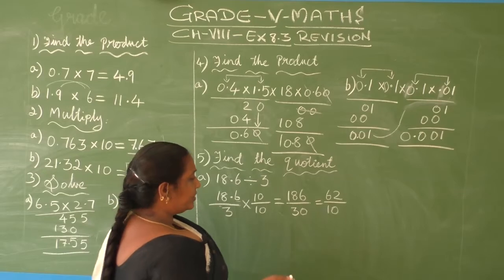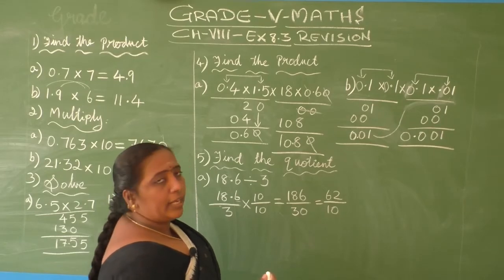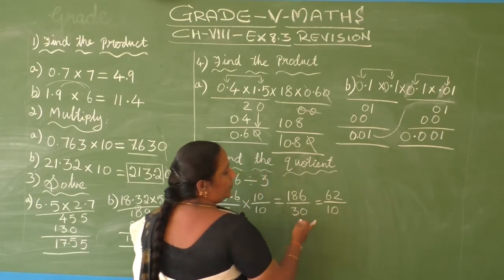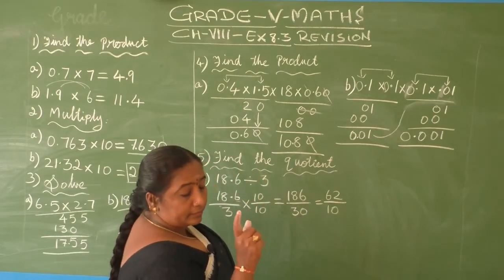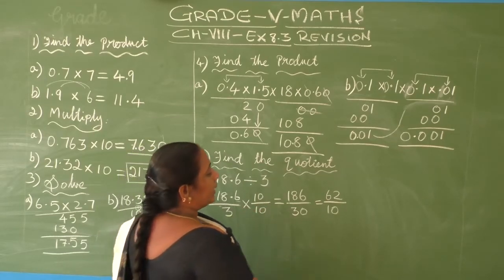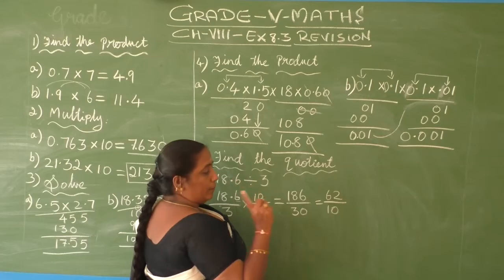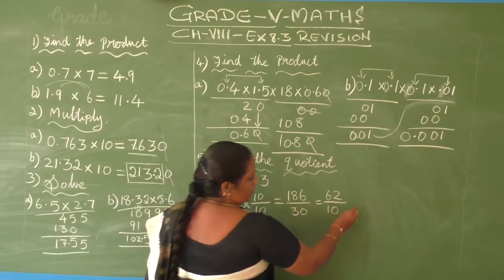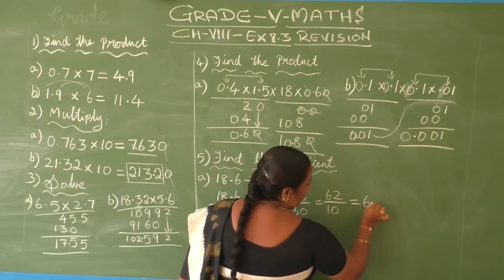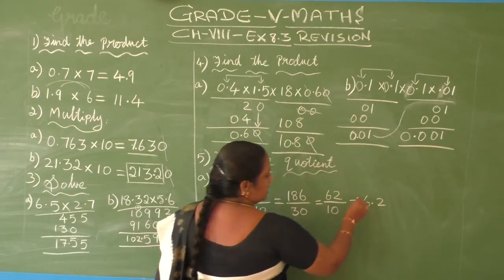Already I told you, whenever you have 10, 100, 1000 in your denominator, then only your division is easy. Now you can write the answer very easily. Because the denominator says the decimal part, is it or not? According to your denominator, your whole number part will come. Here 10 means only one place after the decimal point. So after the decimal point 1 place is there, which means 6 is the whole number part, and 0.2. This decimal part shows the denominator 10. So the answer is 6.2.